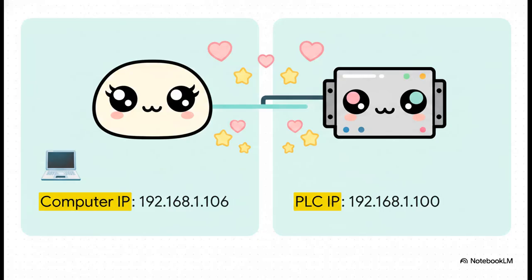And this brilliantly illustrates the absolute golden rule of network communication. If your computer's Ethernet IP is 192.168.1.106 and your PLC device IP is 192.168.1.100, they absolutely must be on the exact same network subnet to talk to each other. If your computer's on one network and your PLC is on a completely different network architecture, there's no way the OPC UA server can do its magic. So always double-check those IPs.